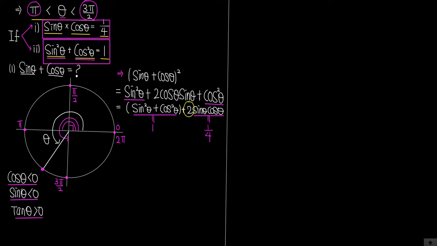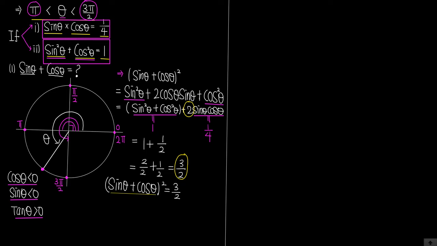And since there is 2 times sine theta times cosine theta, which is 2 times 1 over 4, that will give you 1 plus 1 over 2, where 1 can be notated as 2 over 2 as a fraction for the common denominator to add them easily. That will give you 3 over 2, which is the value for sine theta plus cosine theta squared. The value we're trying to find is sine theta plus cosine theta, not squared, so we have to undo the square by taking the square root of both sides.